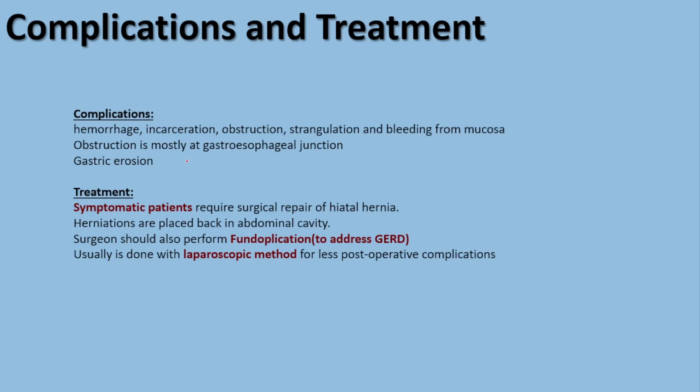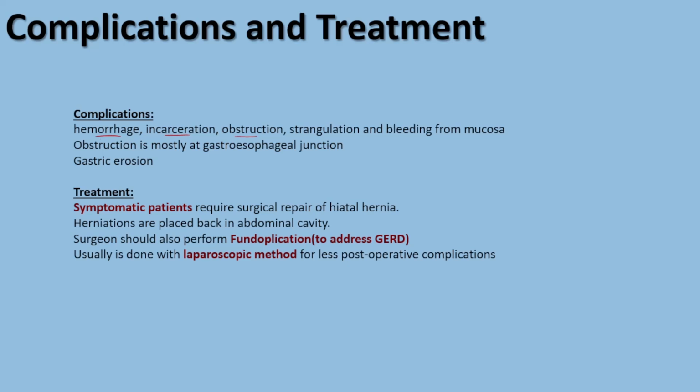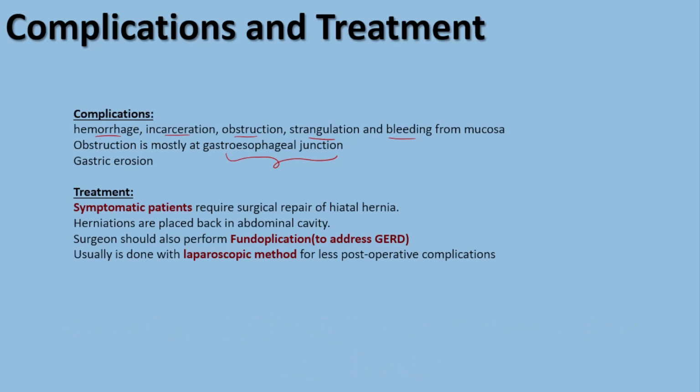So what are the complications and treatments for hiatal hernia? Of course, gastrointestinal hemorrhage is possible. We can have incarceration, and also obstruction of the gastrointestinal tract, because again, remember, the gastroesophageal junction and stomach are passing through the esophageal hiatus, so we can have obstruction of these areas. Also, we can have strangulation, and bleeding from the mucosal surface is also possible, leading to anemia in the chronic phase. Obstruction is usually due to kinking of the gastroesophageal junction at the diaphragm, and also gastric erosion is possible, as we see in Cameron ulcers.